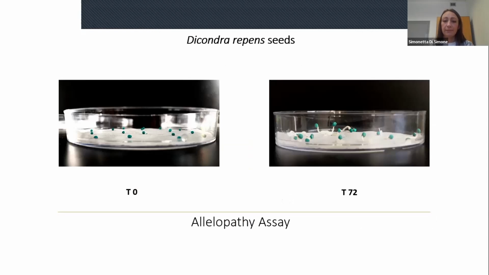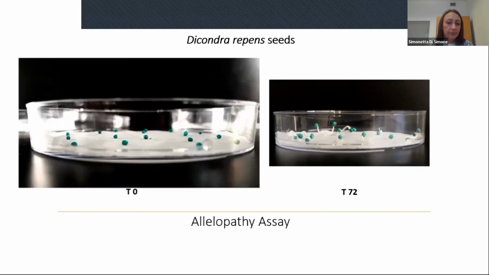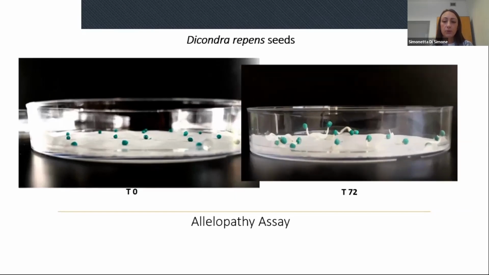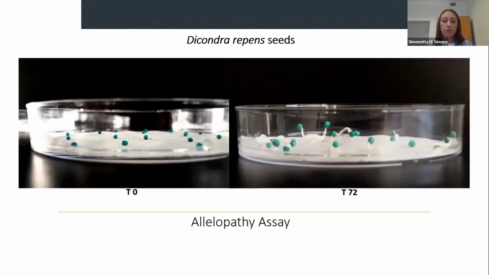This is an example for you. Here you can see the germination stages of the Bellbeli. This is one of the varieties we use for the assay. This is time 0, and this is what we see after 3 days. After 72 hours, you can see that almost all the seeds are germinated.